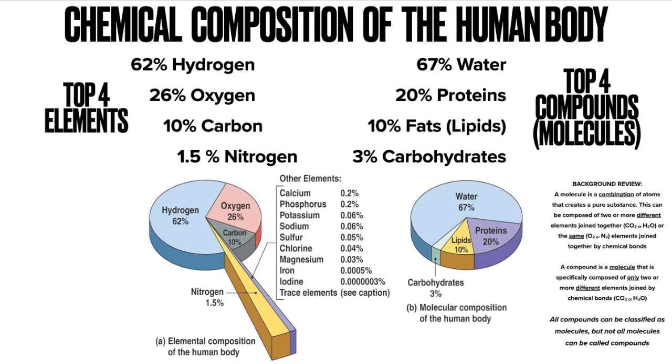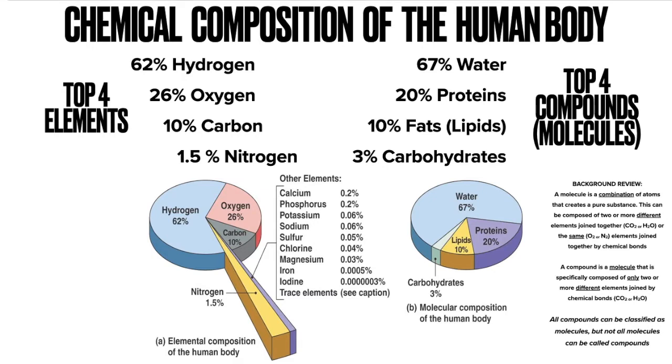When we're talking about different elements in a combined substance, we have H2O. So we have two H's and one O. So we have two different elements. That could be referred to as a molecule. That could be referred to as a compound.